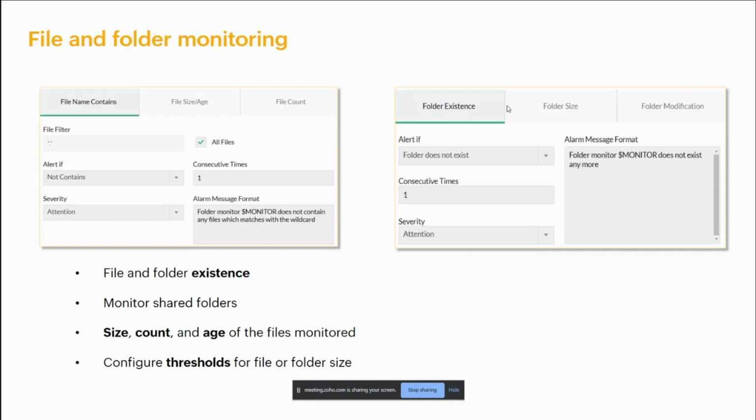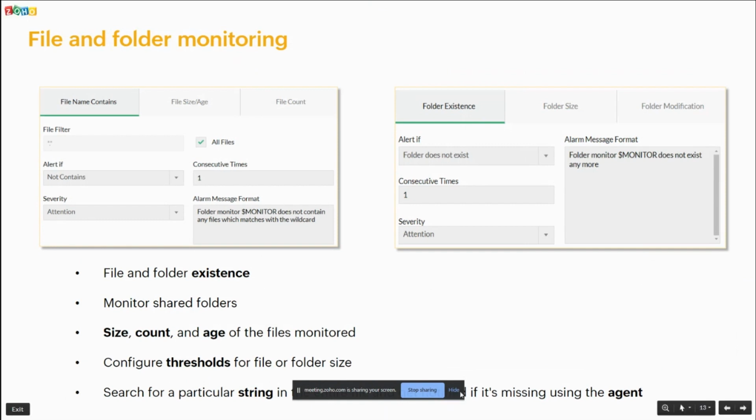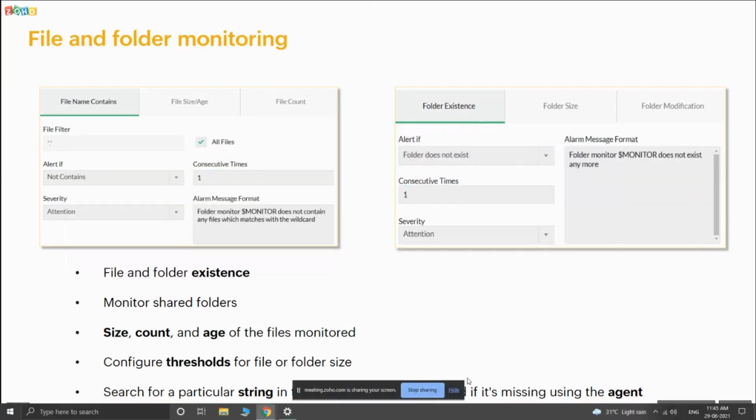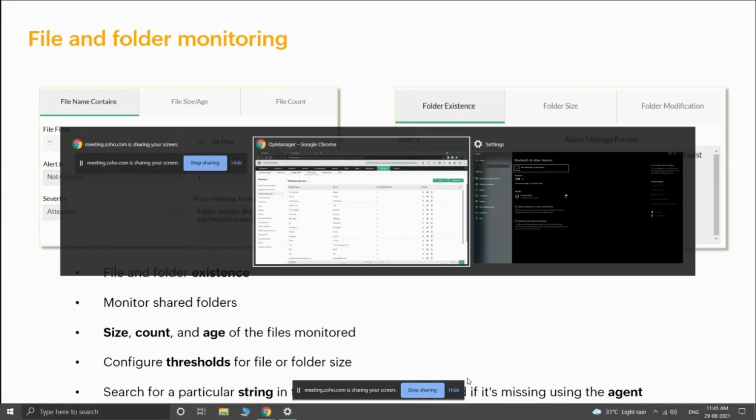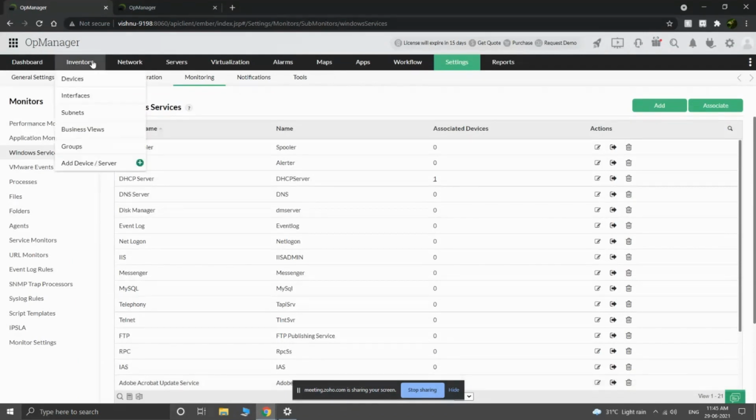And further, if you have enabled agent-based monitoring in OpManager, OpManager offers agent-based log file monitoring to monitor the system and application logs. The agent in your devices will automatically fetch data and communicate with OpManager with the necessary text log files in real time. So I'll show you a file and folder monitor and I'll tell you how you can create one.